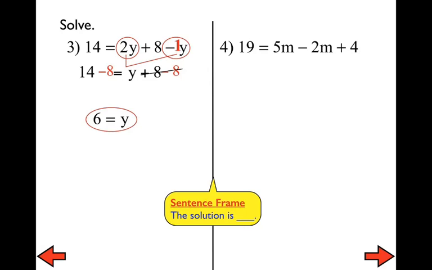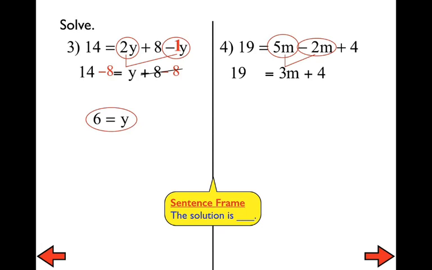All right, let's take a look at number 4. Like in number 3, if you don't feel comfortable with the variable being on the right-hand side, we could rewrite this to look like this: 5m minus 2m plus 4 equals 19. If that makes you feel a little more comfortable, it's okay to do that. I'm going to leave it the way that it is and solve from there. I'm going to combine my like terms. A positive 5m and a negative 2m make a positive 3m, so this simplifies to 19 equals 3m plus 4.